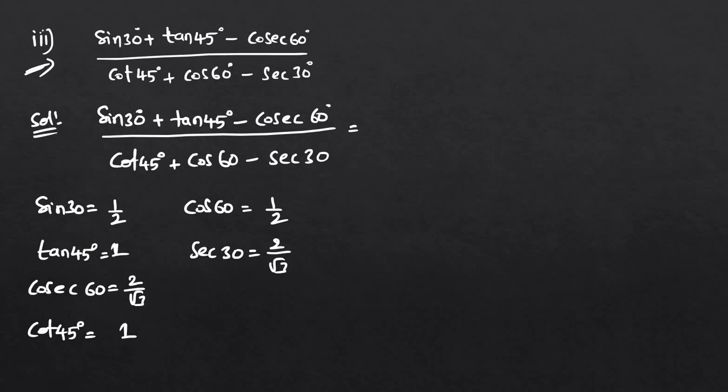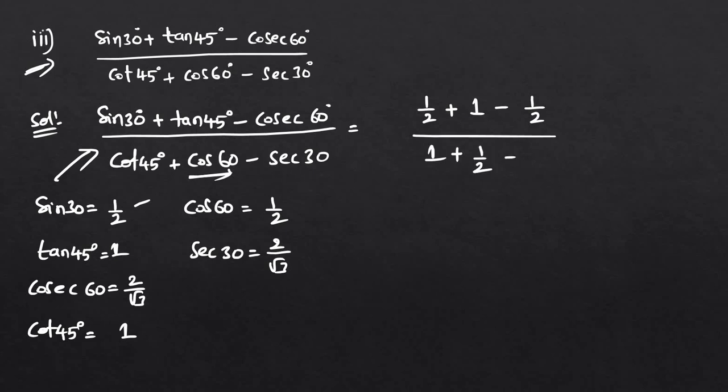Now we took all values and we substitute these values in the given question. So sin 30 is equal to 1 by 2. Now plus tan 45 is 1. And cosecant 60, then divided by cot 45, which is 1. And plus cos 60 is 1 by 2, and minus secant 30. Secant 30 is equal to how much?